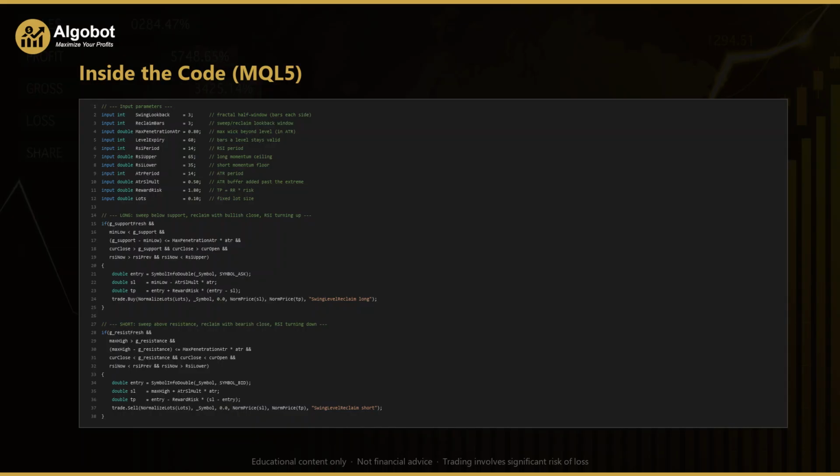When every part is true, the code reads the entry at the ask, sets the stop just below the swept low minus an ATR buffer, and calls trade.buy with a take profit at entry plus reward risk times that risk distance. The short block is the mirror image.